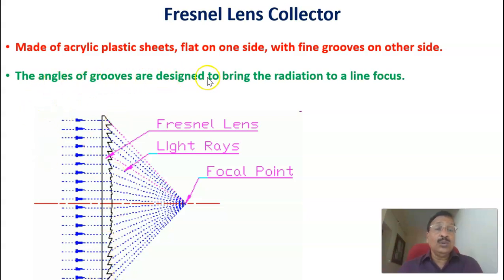The angle of the grooves is designed to bring the radiation to a line focus. The angle of these grooves is designed in such a way that the solar radiation is focused along a line, and heat radiation is concentrated through this line, by providing grooves like that. Therefore, the angle of these grooves is designed to bring the radiation to a line focus. That is called the Fresnel lens collector. The solar radiation is made to focus in order to convert it into thermal energy.